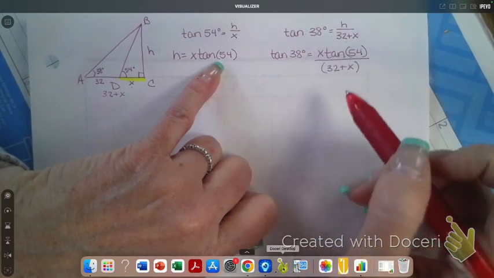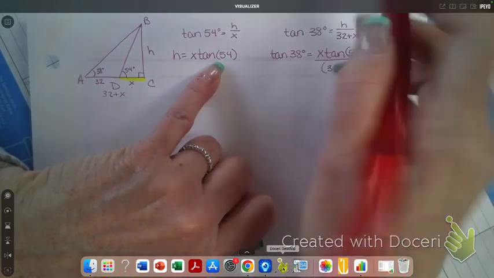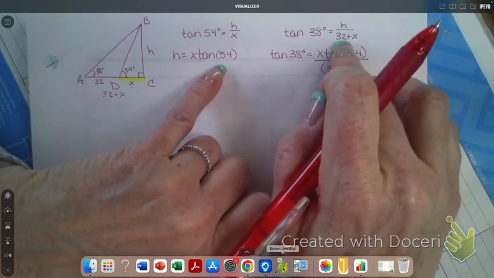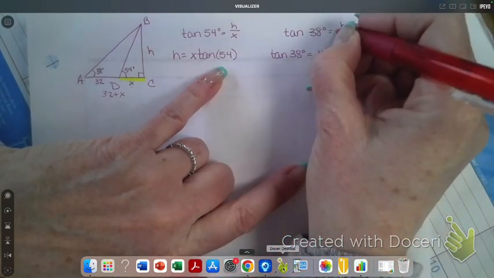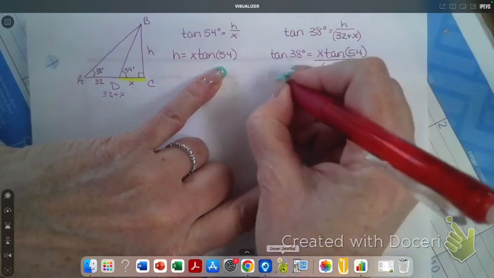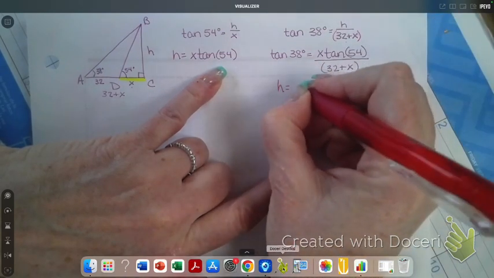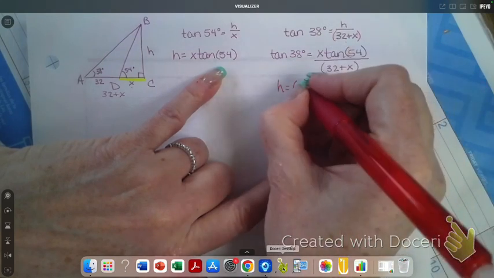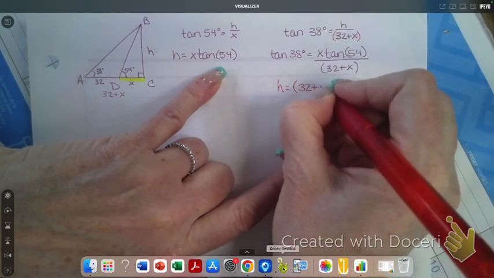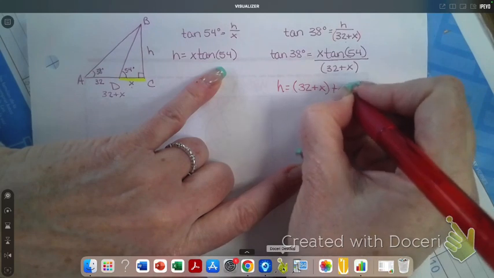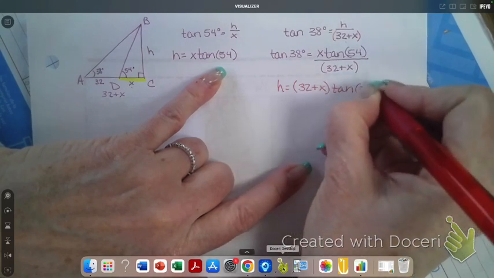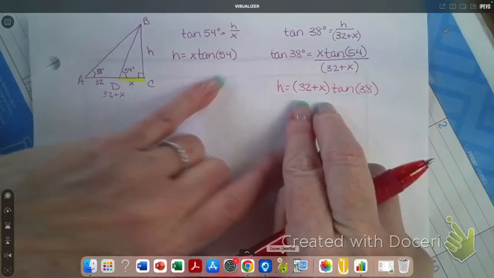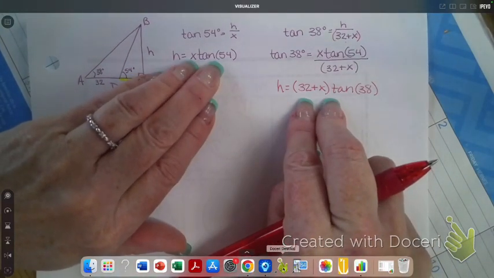Could we have multiplied this over and set them equal to each other? You want me to show you what that looks like? Okay, so if I want to use the transitive property, I would multiply over by the denominator, and I would have h equals 32 plus x tangent of 38. So if they both equal h, then they equal what? Each other?